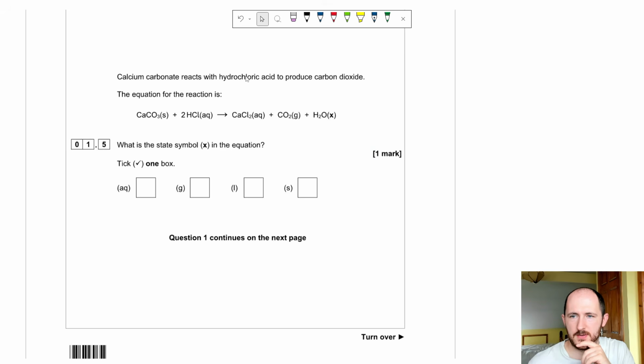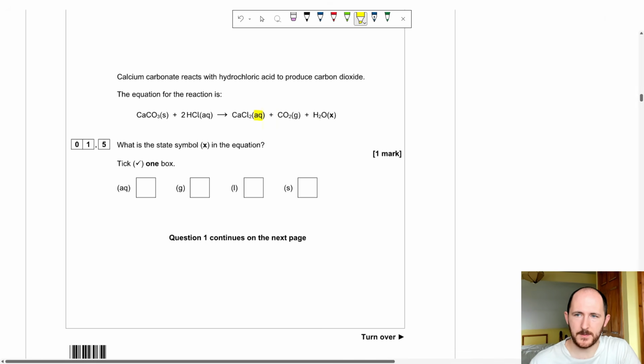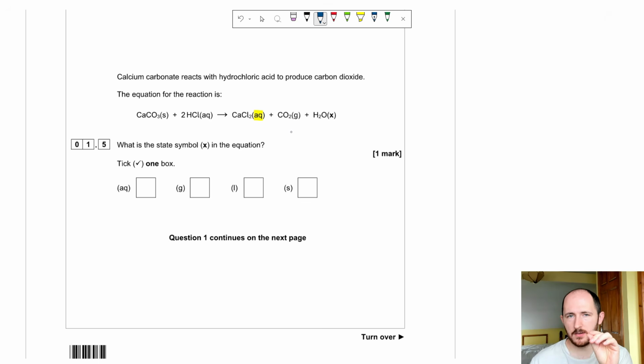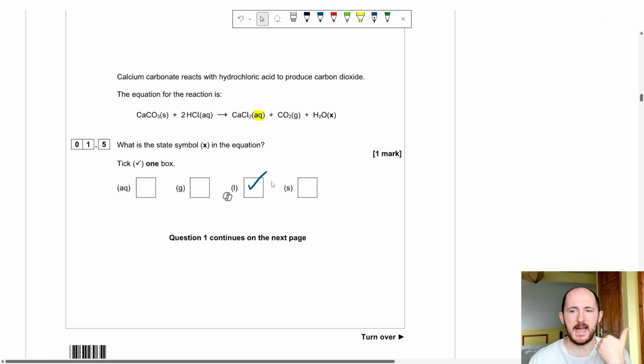Calcium carbonate reacts with hydrochloric acid to produce CO2. This is the equation. So calcium carbonate plus hydrochloric acid produces calcium chloride, carbon dioxide, and water. What is the state symbol X in the equation? Well, some of you might just say, well, it's water, so it's obviously a liquid. But bear in mind, it could produce ice, it could produce steam as well. But if we have a look at this letter over here, this is aqueous, AQ. Aqueous means that the calcium carbonate is dissolved in water. Now, you can't dissolve something in ice or steam, which means H2O has to be a liquid. So again, if it ever says aqueous, it means that the water has to be a liquid because it's got something dissolved in it.